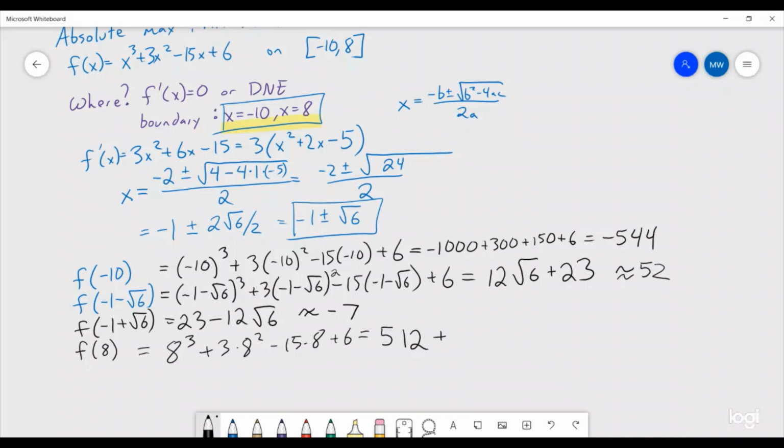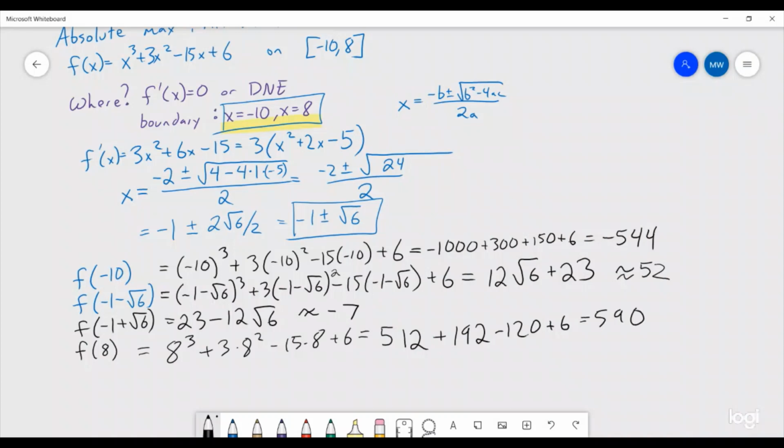plus 3 times 8 squared. Let's see, so that's plus 3 times 64, which is, what, 180 plus 12, so that's 192. Let's see, 15 times 8, that's 80 plus 40, so that's minus 120, and then plus 6. So we add all of those up, and we get, let's see, and that goes to 590.